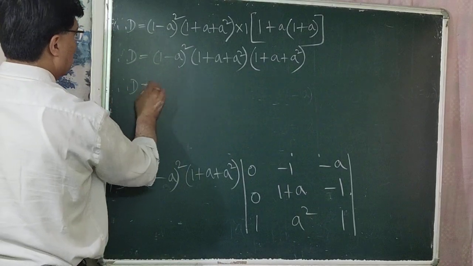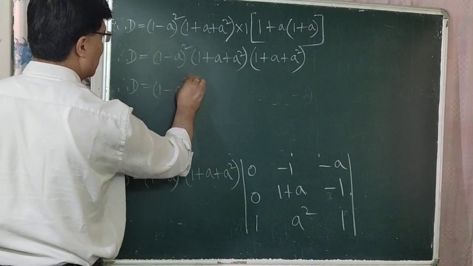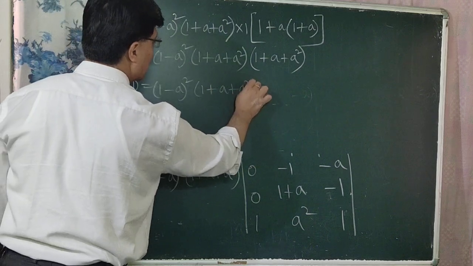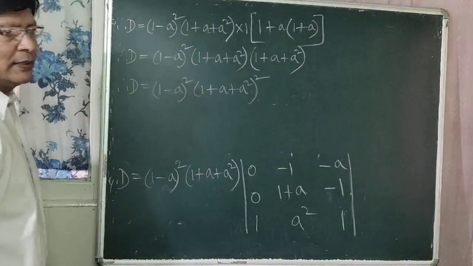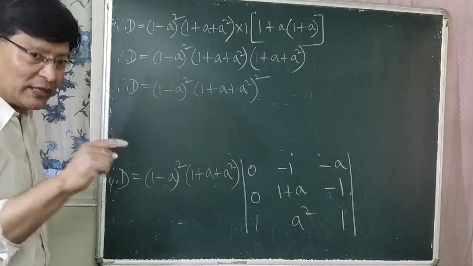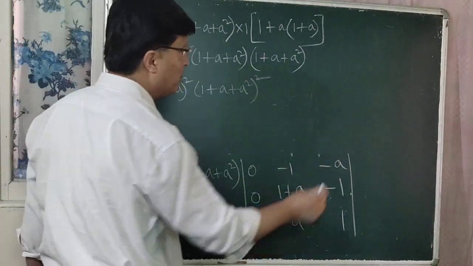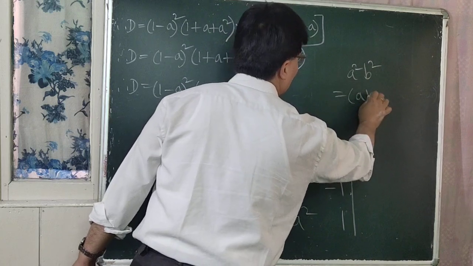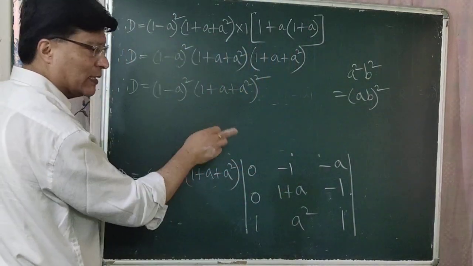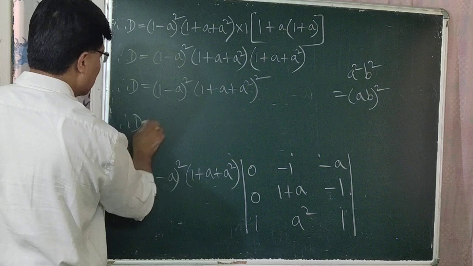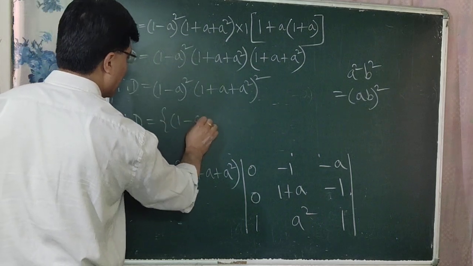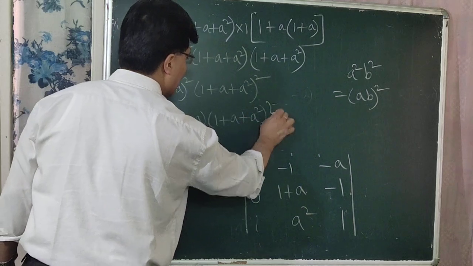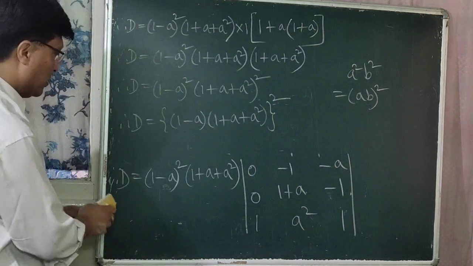So therefore D is equal to 1 minus A whole square. This is also whole square, 1 plus A square whole square. So now you can write it within a whole square. Suppose you have A square, B square, so what do you write? AB whole square. Likewise, similarly, it can be written as 1 minus A into 1 plus A square, second bracket closed, whole square, right?